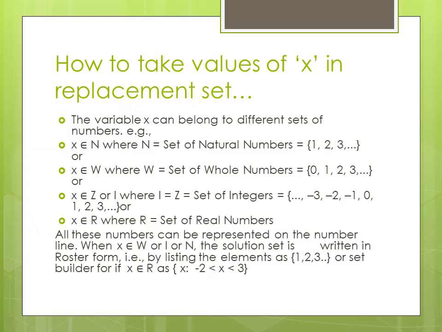It is very important to understand here, if it is given that x belongs to whole numbers, integers or natural numbers, then the solution set we always write in the roster form, by listing the elements within brackets: 1, 2, 3 and so on. But if x belongs to R, a set of real numbers, then we represent it in set builder form, like x such that x lies between -2 and 3. One thing is missing here: you have to show that x belongs to R, which is not written here.